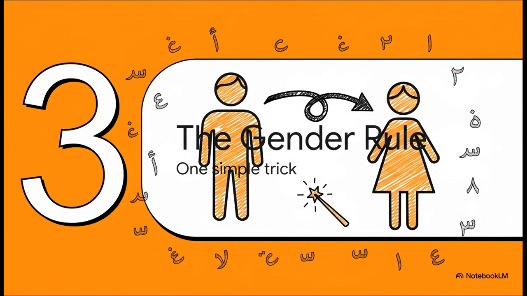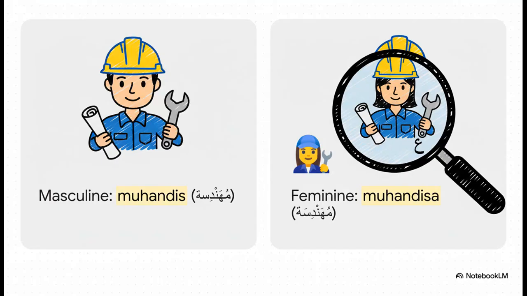So you might have noticed all those professions were masculine. What happens if you're a female engineer? Well, thankfully, there's a super consistent and simple rule for this. It's a real game changer. This slide shows it all. On the left, you've got the masculine form, muhandis. To make it feminine, you just look to the right, muhandisa. See that? And more importantly, hear it? That little ah sound at the end is everything.